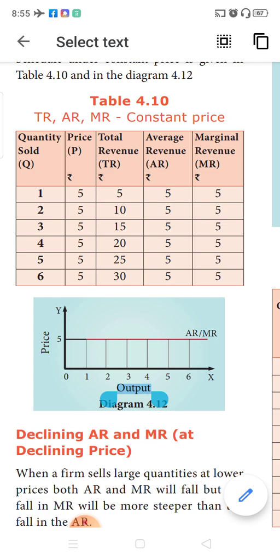1 into 5, 5; 2 into 5, 10; 3 into 5, 15. So you arrive at the third column, that is total revenue. Since all are mentioned in rupees, the rupee symbol is given there. Now let us find the average revenue first.